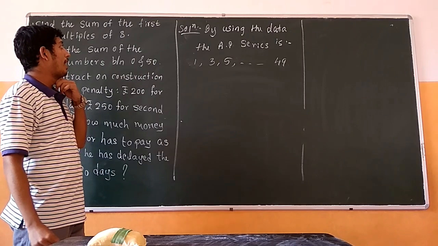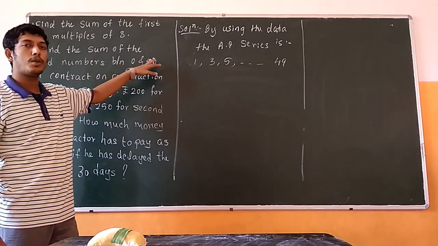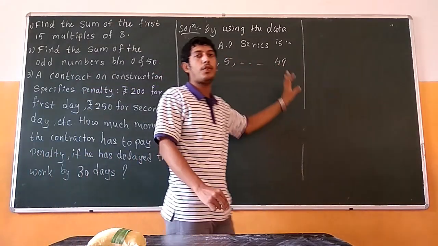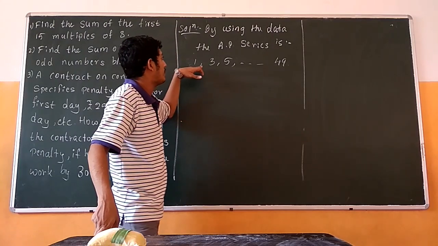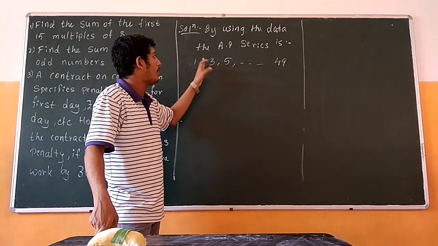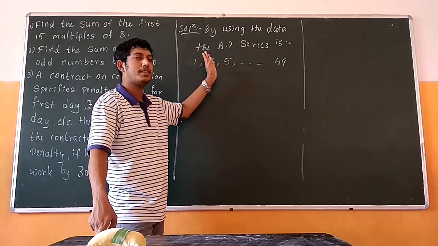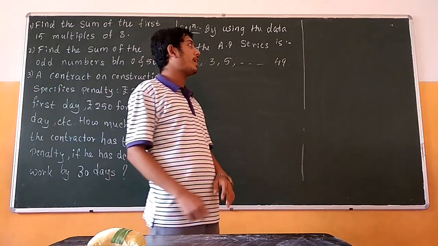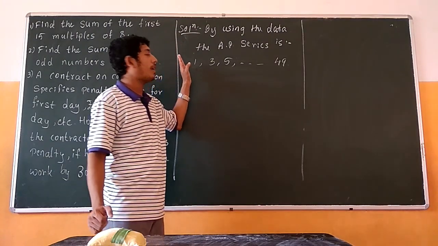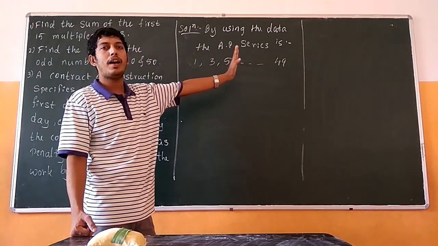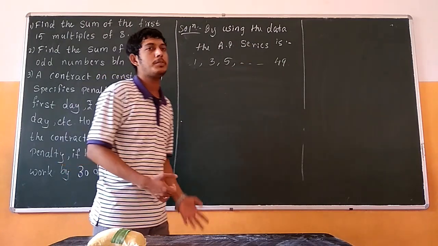Now here we have one advantage. Because of the numbers present between 0 and 50, the last term is 49, so we get the value of an as 49, and the first term is 1. The common difference we have to find out: 3 minus 1 becomes 2, and similarly 5 minus 3 also becomes 2. So from the series we can get the value of a, the value of d, and the value of an, that is the last term of the series. The total number of terms is not given.